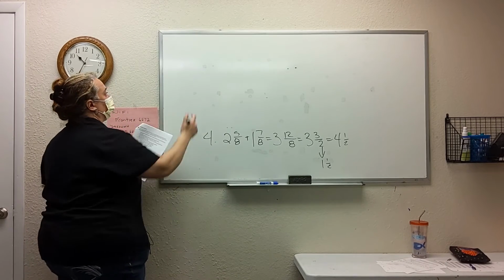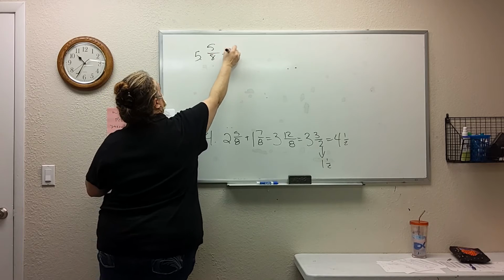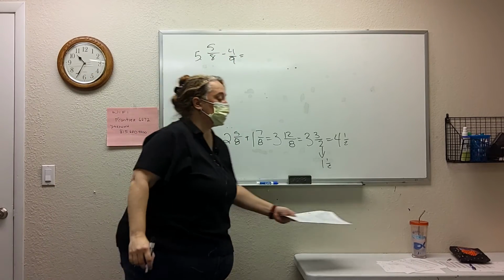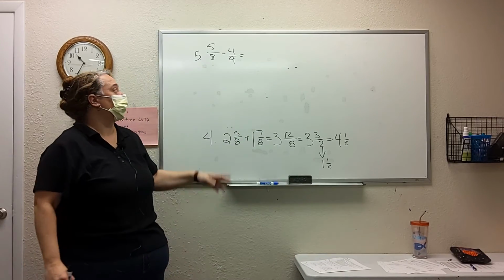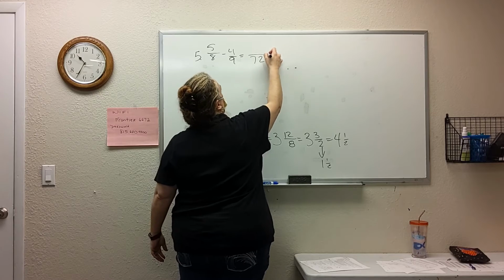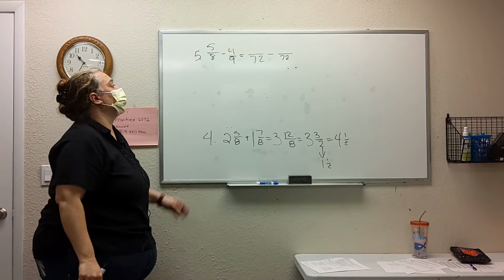Number 5. We've got 5/8 minus 4/9. All right, we don't have a common denominator here. We need one. Easiest way to get a common denominator is simply to multiply the bottom numbers together. So 8 times 9 is 72. It may or may not be the lowest, but in this case it actually is. But it's the fastest way to do it.